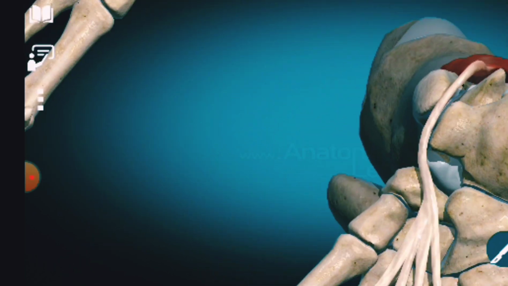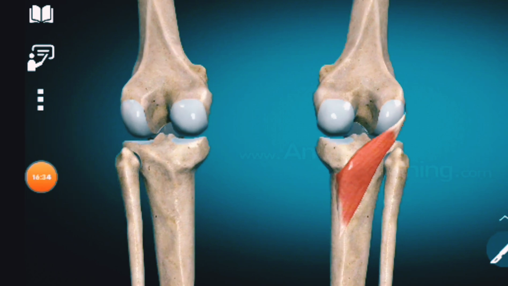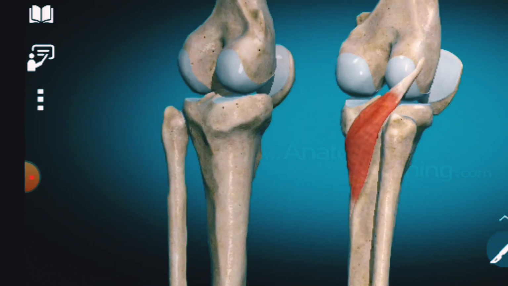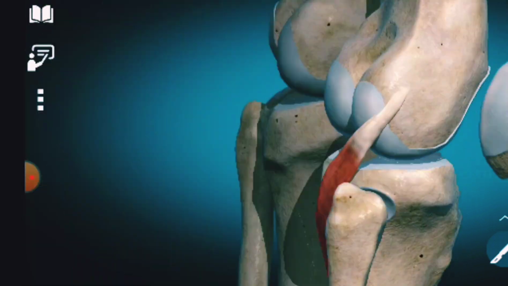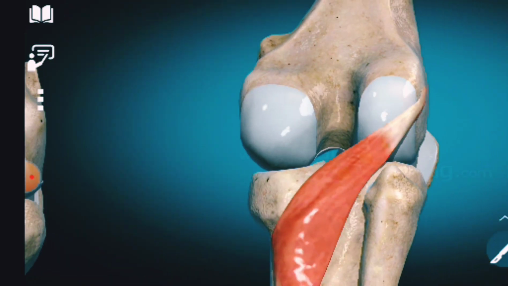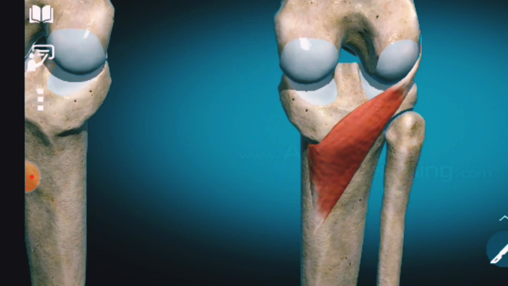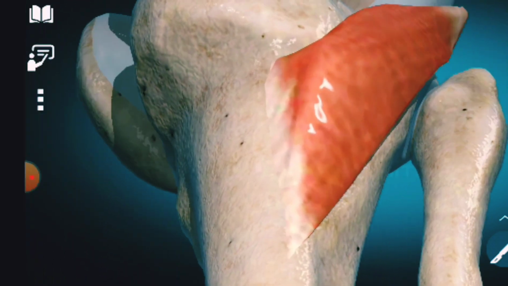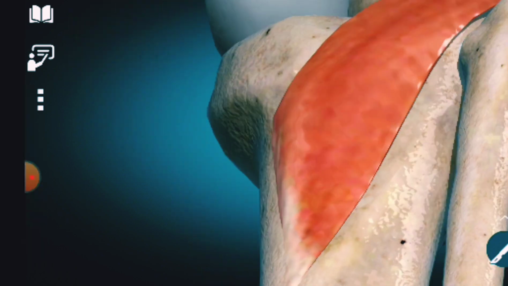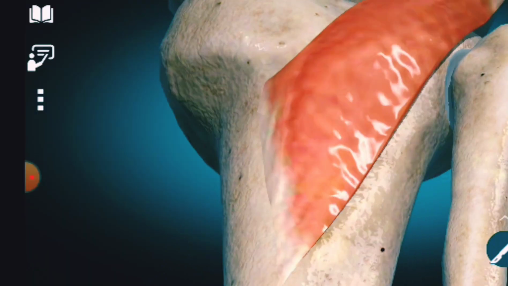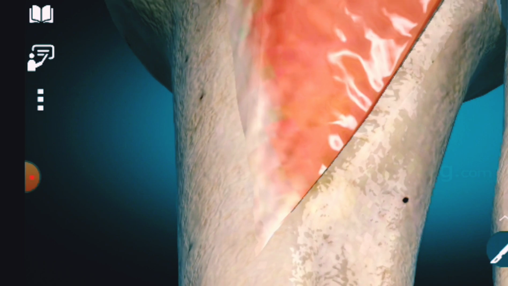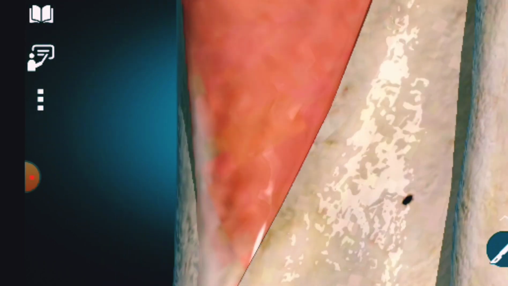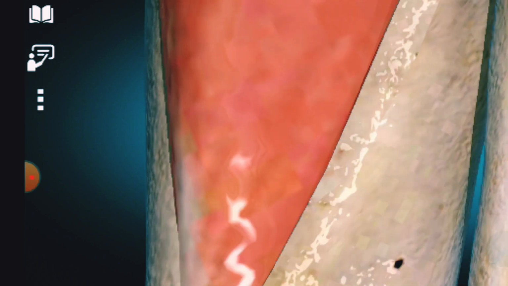So then the next muscle is our popliteus muscle. It arises from the lateral aspect of the lateral femoral condyle and also the lateral meniscus, though that is not indicated here. And it inserts onto the posterior tibia above the soleal line. The soleal line marks the lower boundary. So this is our soleal line.